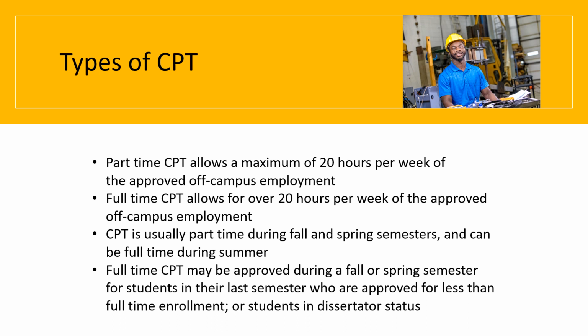Types of CPT. Part-time CPT allows a maximum of 20 hours per week of the approved off-campus employment. Full-time CPT allows for over 20 hours per week of the approved off-campus employment. CPT is usually part-time during the fall and spring semesters and can be full-time during the summer. Full-time CPT may be approved during a fall or spring semester for students in their last semesters who are approved for less than full-time enrollment or students in dissertator status.